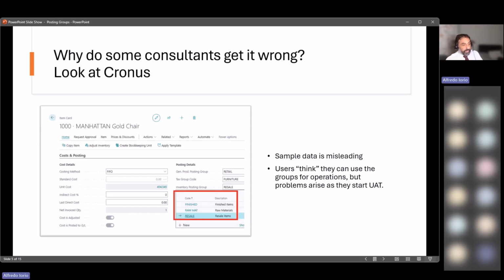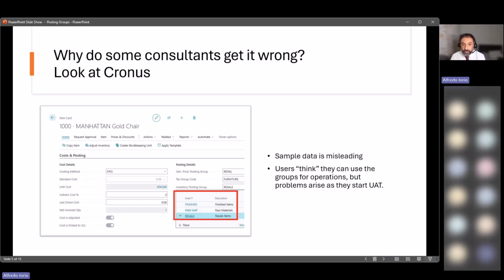Most consultants get it wrong because the sample data in Cronus is misleading. Look at this example: inventory posting group, finished item, raw material, resale item. Users and consultants think that they can use it to group operations, right? My finished items are in one area of my warehouse. My raw materials are in another area of my warehouse, right? And now I want to run a stock count, and I can use inventory posting group for that. And before you know, you end up with 50 posting groups, right? Well, actually, you might only need 2, right?